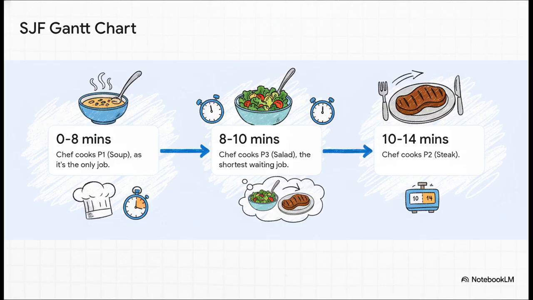So the soup still has to start first because at time 0, it's the only thing to do. But look what happens at minute 8 when the soup is done. Now both the steak and the salad are waiting. The chef looks at their cooking times, sees the salad is just 2 minutes versus the steak's 4 minutes, and makes a smart move, knocks out the salad first, then moves on to the steak.